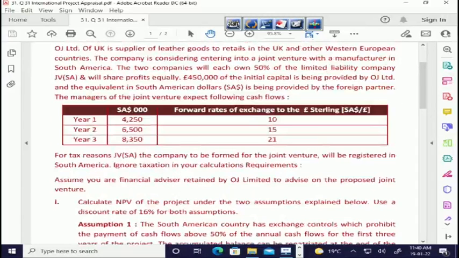So these are the cash flows for the entire joint venture. We have to focus on OJ. So OJ is a 50% partner, so we will do half of it. That is 4250 by 2, 6500 by 2, 8350 by 2. These cash flows belong to OJ.